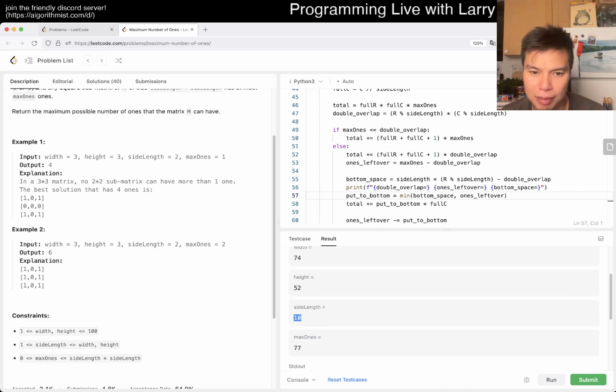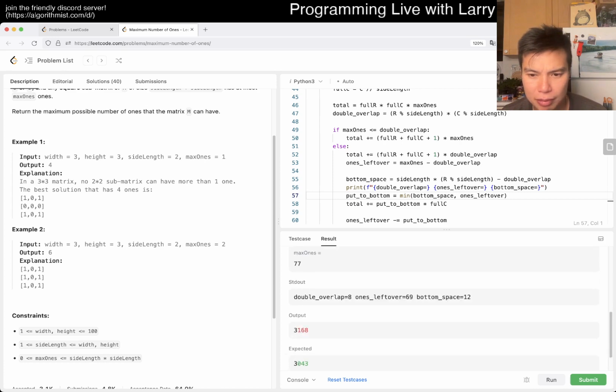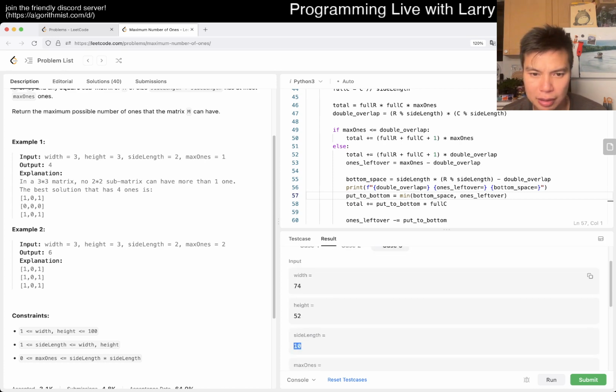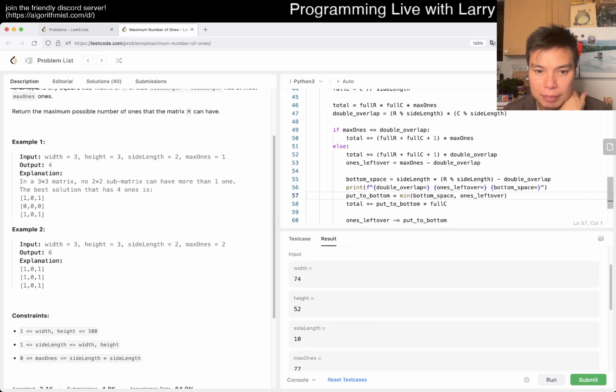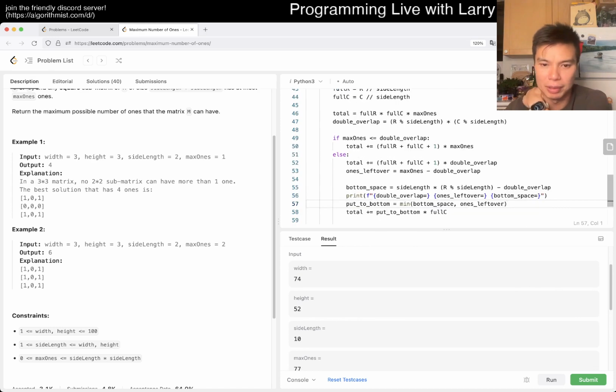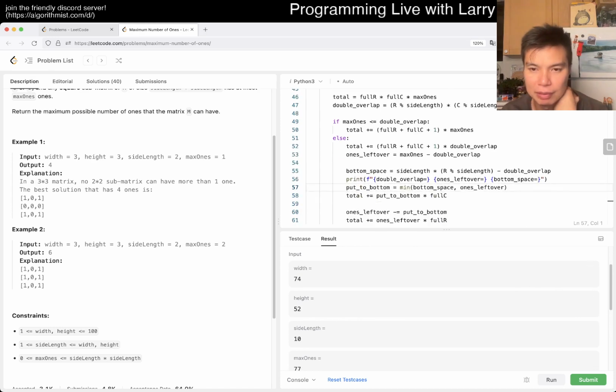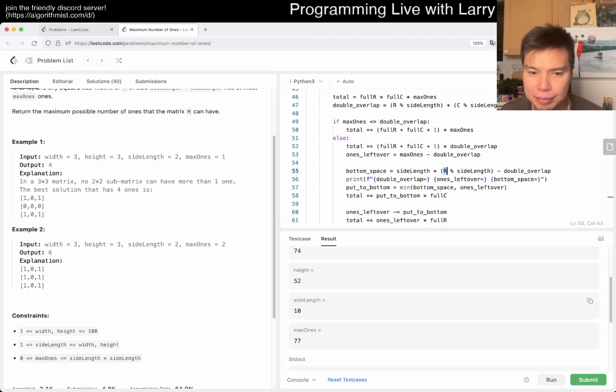Why is that? It's 4 by 2. Wait, why is it 12 if it's just 10? Isn't it 4 by 2? Where do I get 12? Okay, which one is all again? Oh, it's the minimum one. So now you have 52 by 74. Oh, I see. So basically it's a 2 by 10, and then the double overlap is 8.